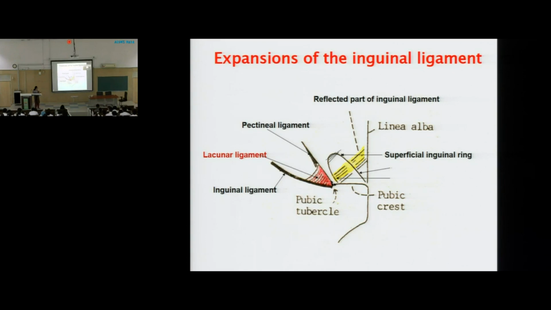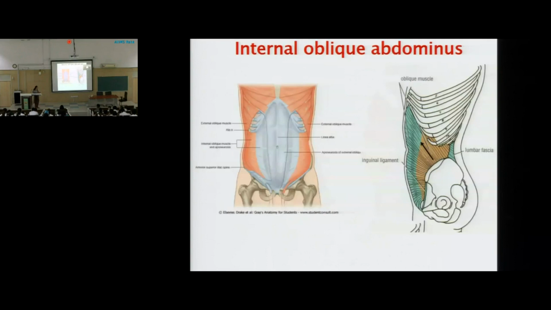ठीक है? तो now you know what is pectineal ligament. Now you know the reflected part of the inguinal ligament. Now you know the lacunar ligament. There are three modifications of the inguinal ligament. Yes? Very good.